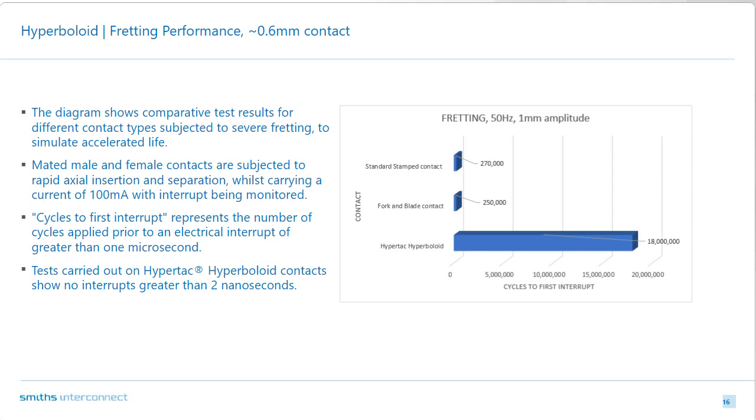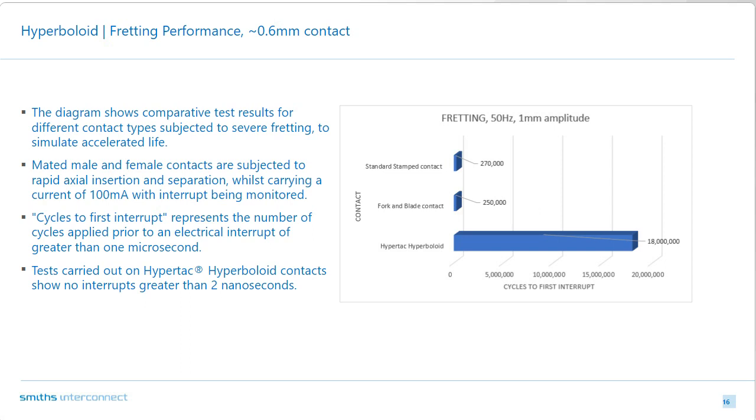You can see the standard stamp and the fork and blade contact survives around 250,000 cycles, whereas the Hyperboloid survived 18 million cycles. The Hyperboloid is really well suited for the fretting phenomenon, and it means that it survives in field far longer than the competitive contact. Generally, fretting performance manifests as interrupts and often as intermittent faults, which leads to your equipment being down for a long time as you're fault finding. So the Hyperboloid really offers a lot more security and performance in that arena and can be really helpful for downtime of the equipment.